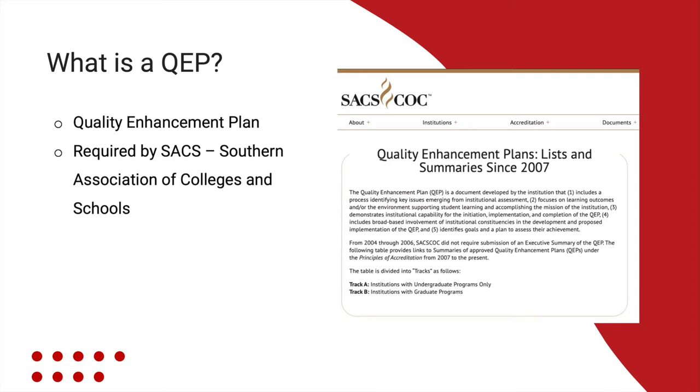If your school has a different regional accrediting body, they too may require a project similar to the QEP discussed in this post. Basically, a QEP, as the name implies, is a project through which your school identifies a part of their student experience which could be improved. Then the school articulates a plan and conducts the project to improve the quality of their program.